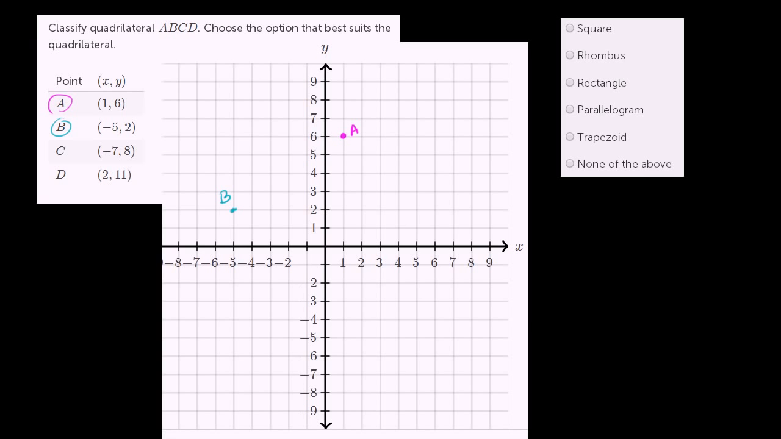Point C is at -7, 8. So that is point C right over there. And then finally, point D is at 2, 11. And actually that kind of goes off the screen. This is 10, 11 would be right like this. So that would be 2, 11. If we were to extend this, this is 10, and this is 11 right up here, 2, 11.